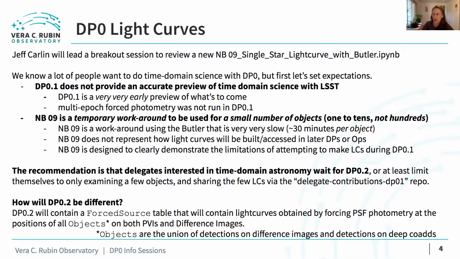And the official recommendation is that delegates who are interested in time domain astronomy just wait for DP0.2, or at least limit themselves to just investigating a few objects. DP0.2 will be quite different for time domain astronomy. It'll contain a forced source table that will have the light curves obtained by forcing PSF photometry at the position of all objects, where objects are everything that's detected in either a single visit image, a deep stack, or difference images. So DP0.2 will also have difference imaging, which of course is what time domain scientists really want. So I hope that helps to set expectations of what you can do now and what you'll be able to do later.